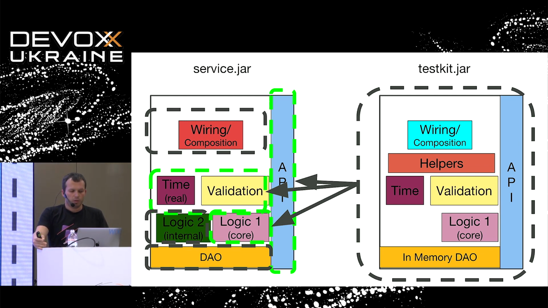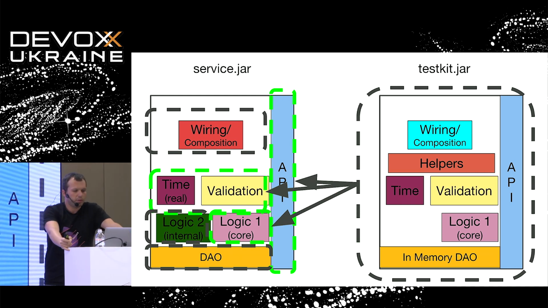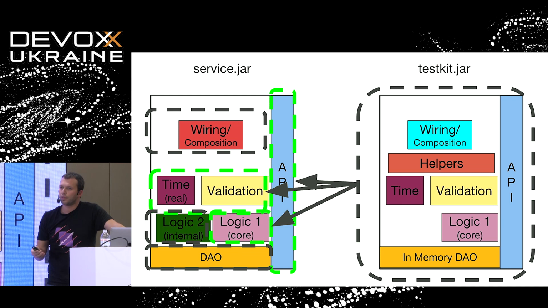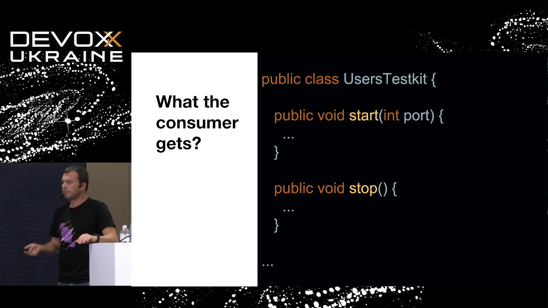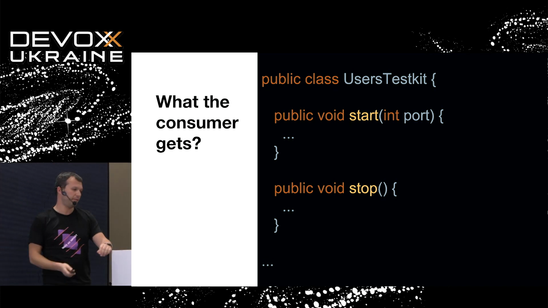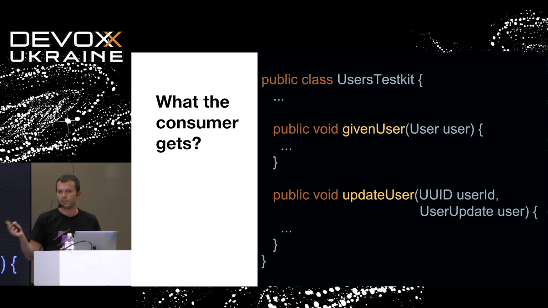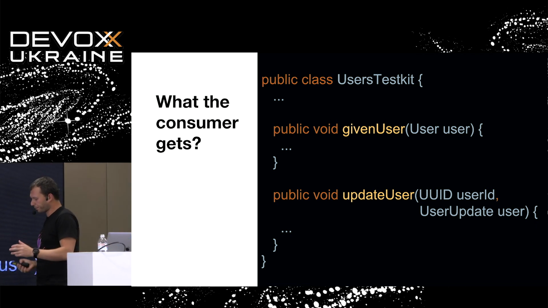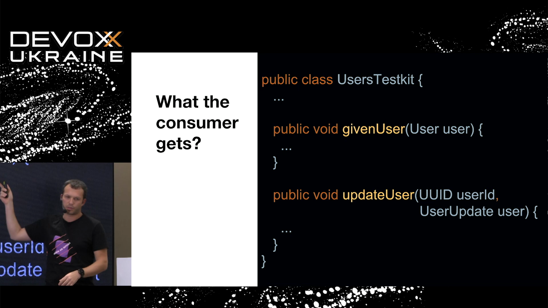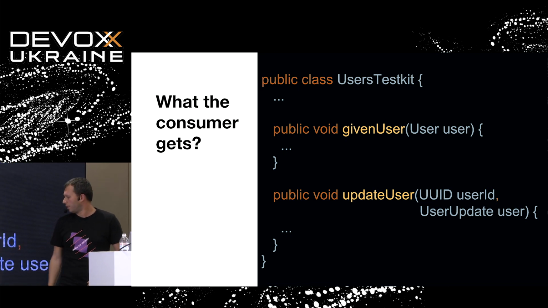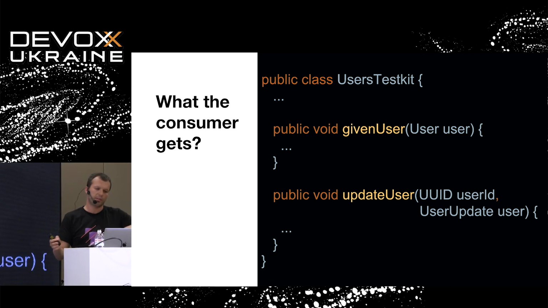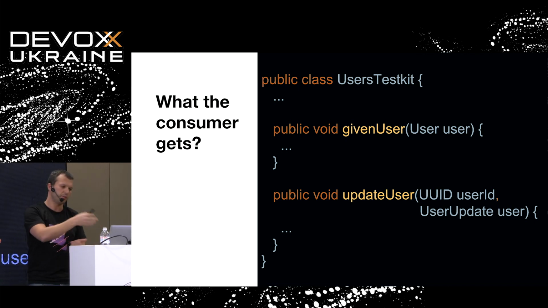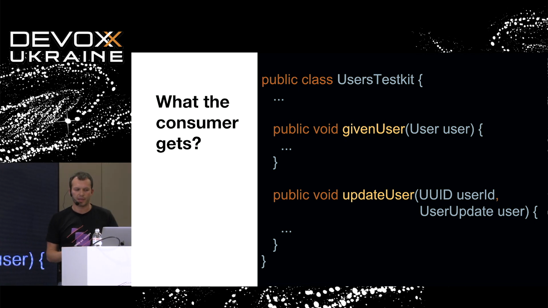Let's see what the user gets. So in the end, you have a Java class, which is called user test kit. Usually it has a start method, usually with a port, and a stop method. You have some helper methods, so it really depends on what you need. And here is your opportunity to define the rules. For example, update user: you get a user update class, and then you say, okay, you can update this, but you can't update the user ID, and then you decide. So the consumer can understand your APIs better.